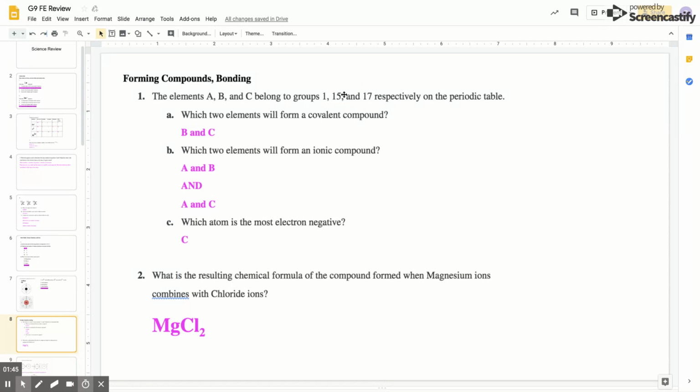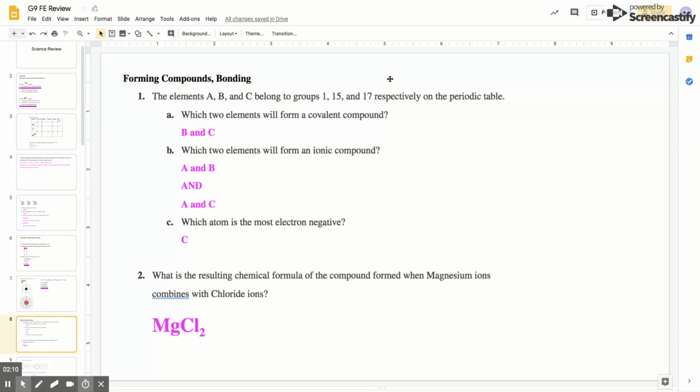Now, group 15 and 17, respectively. Group 15 is close to group 18, which is a noble gas, right? And group 15 only needs to gain three electrons to become like a noble gas. Let's do it. So we're looking at B here. B is in group 15, and if B gains those three electrons, it's going to be negatively charged. It's going to become an anion, right?